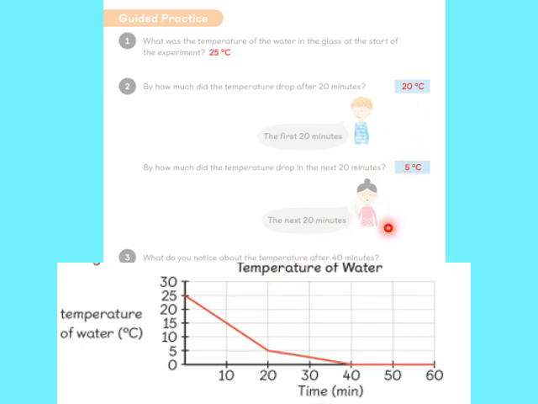And then we had to see how much the temperature dropped in the next 20 minutes. So that was following on. So the next 20 minutes is between 20 and 40 minutes. And we can see from our graph that the temperature dropped from 5 degrees to 0. So it dropped by 5 degrees. And finally, it asked, what did you notice about the temperature after 40 minutes? Well, the answer to this is that we can see that the temperature went to 0 degrees and it did not change. It carried on at 0 degrees for 50 minutes and 60 minutes.